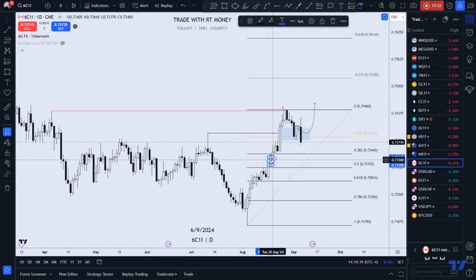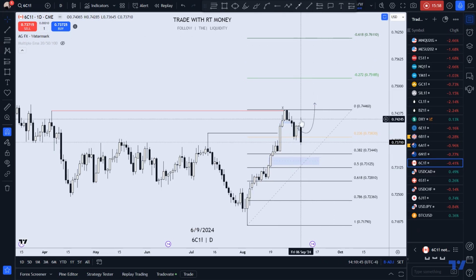Let's see if I can just draw them. All right, but this one is invalidated. That NFP candle just ruined everything. It just ruined everything. We come down here.